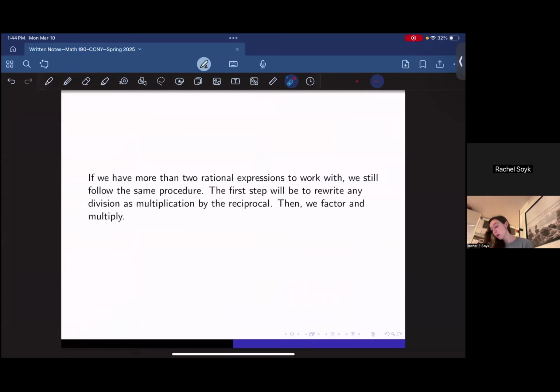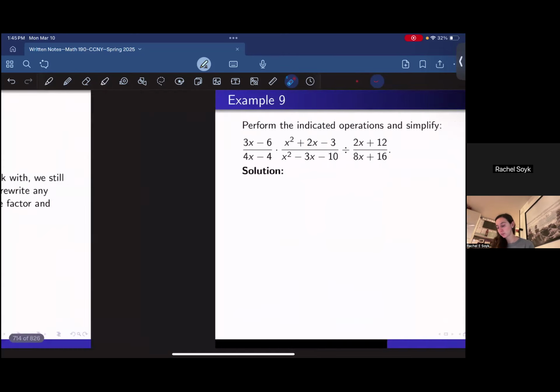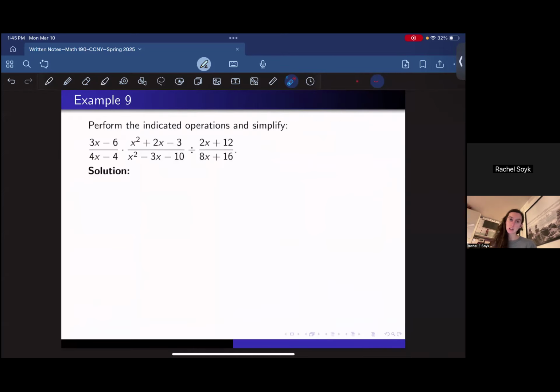Another little comment section. So if we have more than 2 rational expressions to work with, we still follow the same procedure. The first step will be to rewrite any division as multiplication by the reciprocal by utilizing our keep, change, flip. Then we factor, multiply, and fully simplify. So let's take a look at example 9 now.